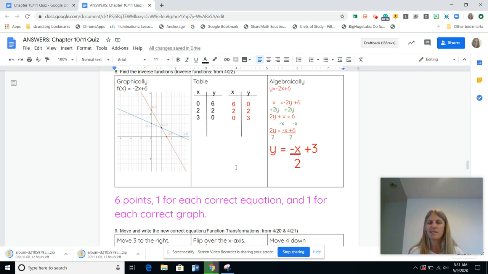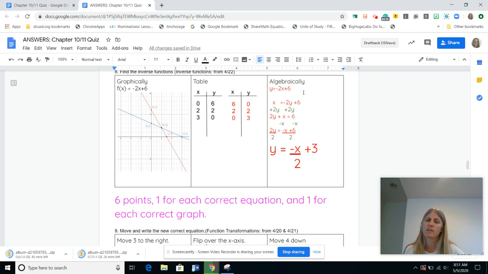For your table, same situation, only we're writing down just the ordered pairs. So inverse means we switch our x and our y for our table. So our (0, 6) becomes (6, 0). Our (2, 2), once again, if we swap it, they're the same. That's why that's their point of intersection, is still (2, 2). And finally, the point on our original function (3, 0) switches to (0, 3).